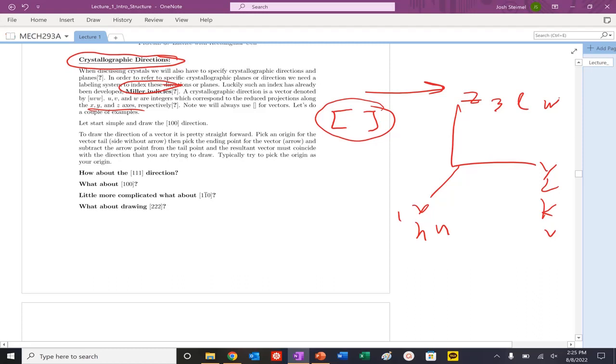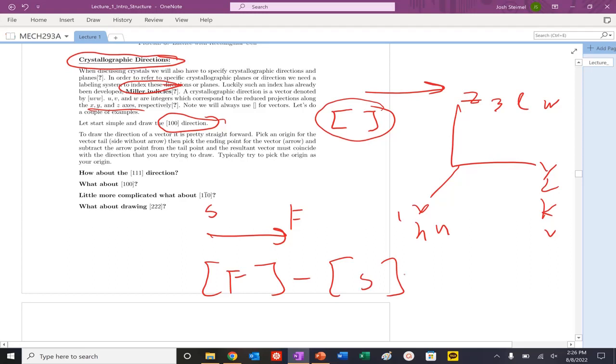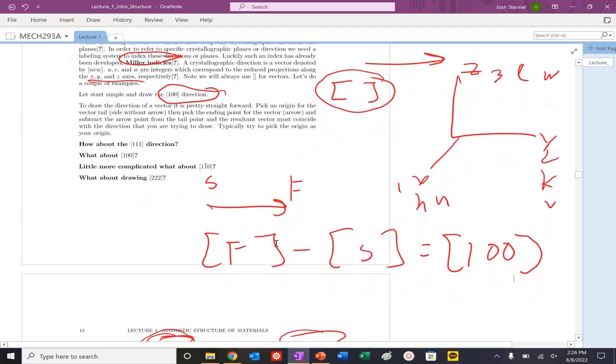So if I want to draw a direction, if this is the direction that I want to draw, this is my finish, this is my start, my finish location minus my start location must be equal to the direction that I'm looking for. So for example, this one's pretty straightforward. I could pick a point 100 minus my origin 000. So this would be my finish point here. This would be my start. Finish vector minus start vector would be my direction.